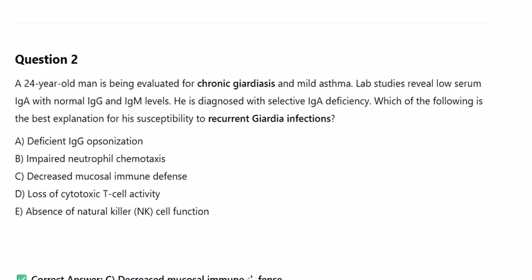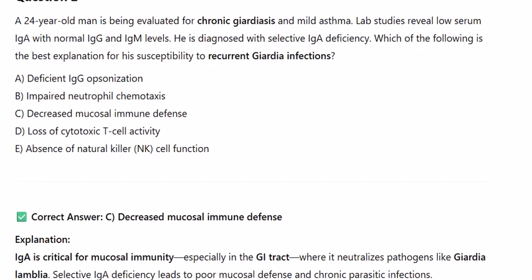Question 2. A 24-year-old man is being evaluated for chronic giardiasis and mild asthma. Lab studies reveal low serum IgA with normal IgG and IgM levels. He is diagnosed with selective IgA deficiency. Which of the following is the best explanation for his susceptibility to recurrent Giardia infections?